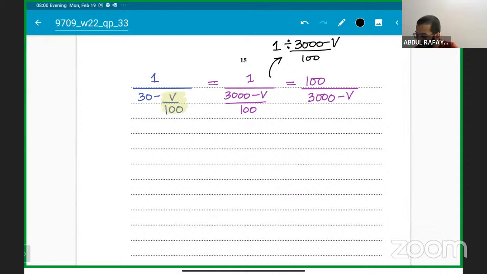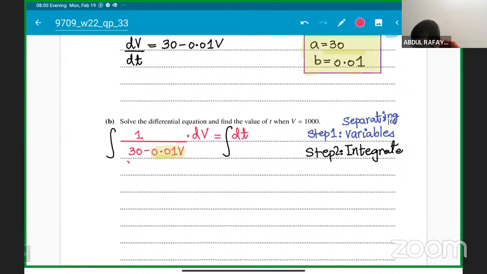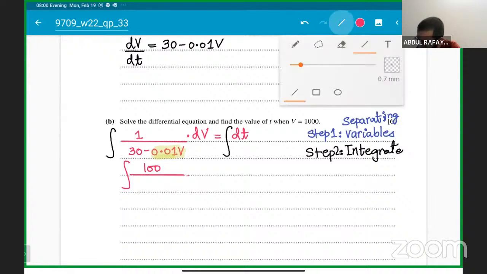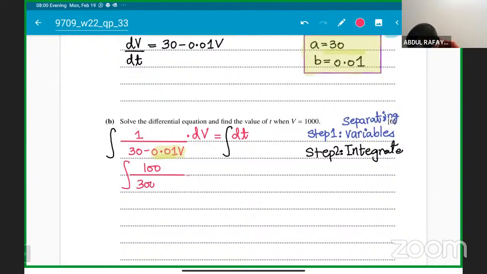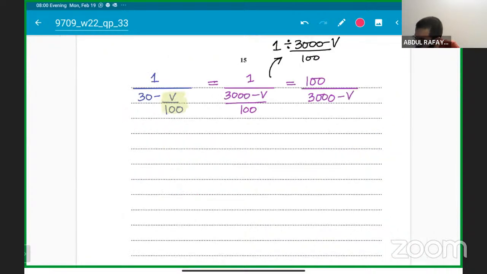Let me know who got it or who didn't. So this thing can be written as this, and now it will be very simple to solve. Let me write it down one more time for everyone: 100 divided by 3000 minus v, times dv by dt.